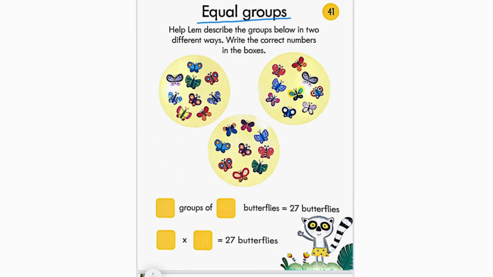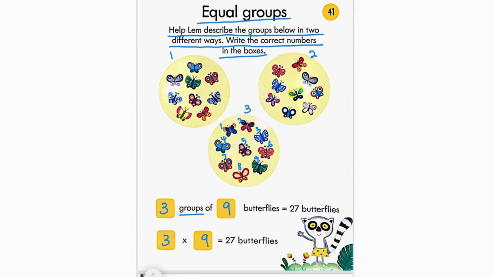Equal groups. Help Lam describe the groups below in 2 different ways. Write the correct numbers in the boxes. Groups 1, 2, 3. 3 groups of 1, 2, 3, 4, 5, 6, 7, 8, 9. 9 butterflies. 3 times 9 equals 27 butterflies.